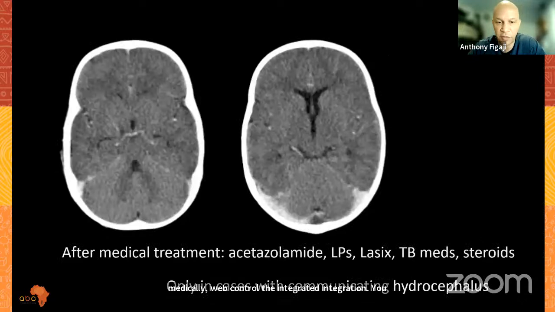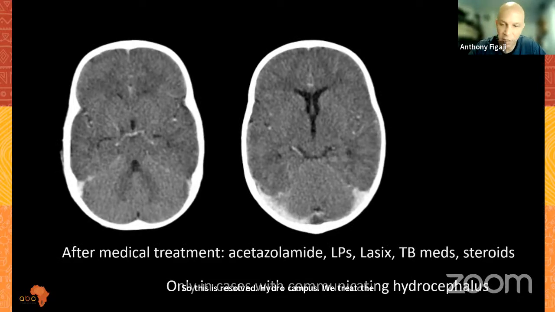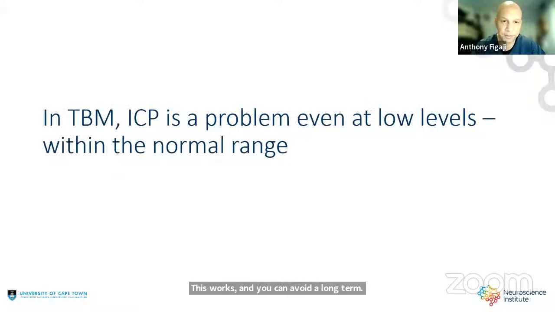So this is resolved hydrocephalus. We treat with repeated lumbar punctures, acetazolamide, TB medication, and steroids. And we do the repeated lumbar punctures or an external ventricular drain to keep track of the intracranial pressure. But if you can just keep them going for a few weeks, often the hydrocephalus will resolve. And so about half the cases with communicating hydrocephalus, this works, and you can avoid long-term placement of a shunt.